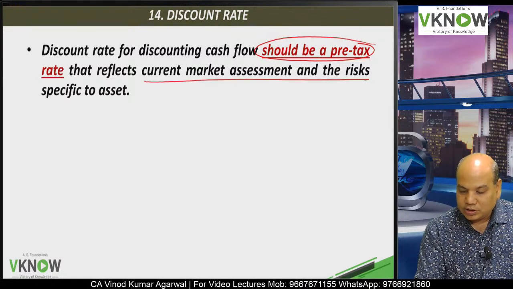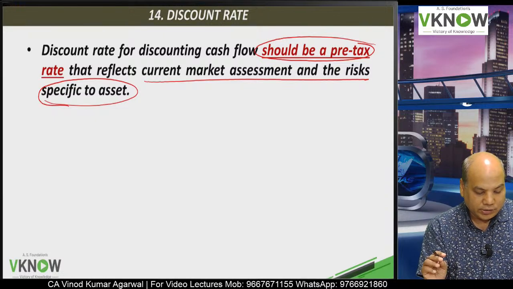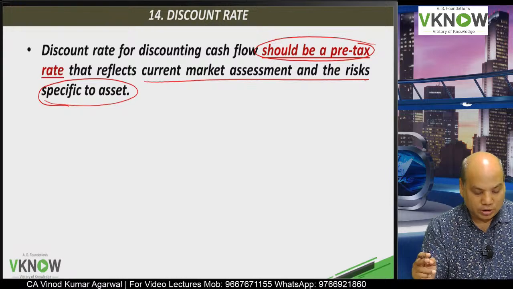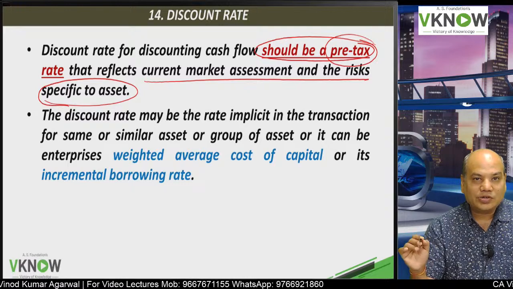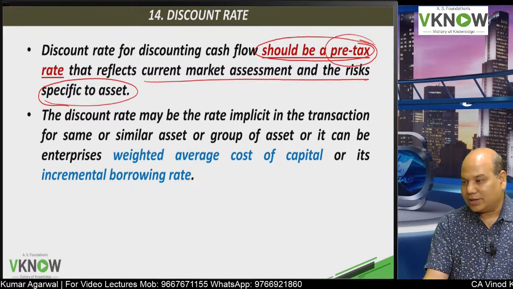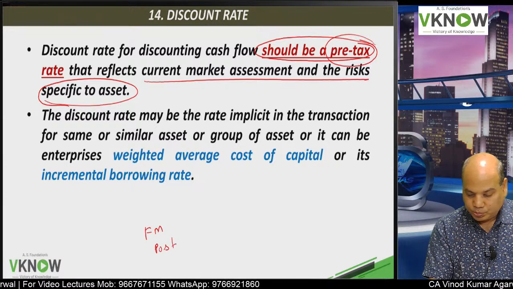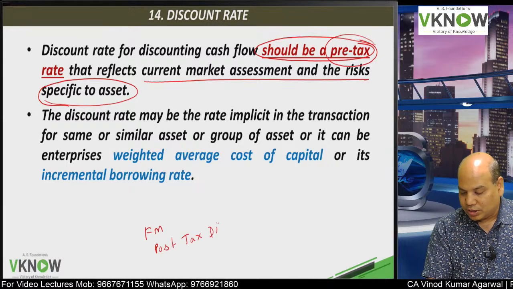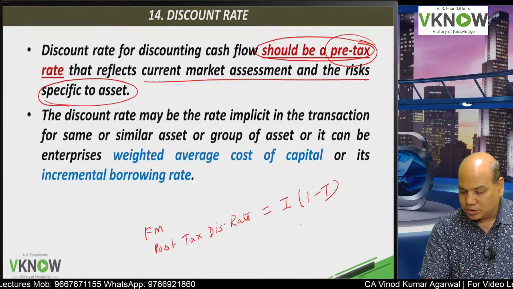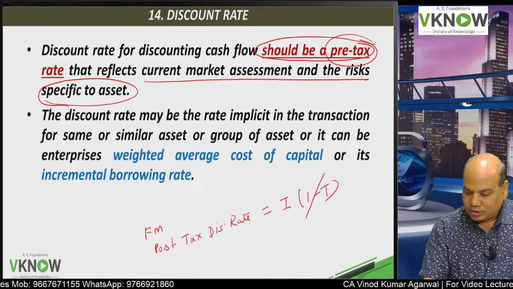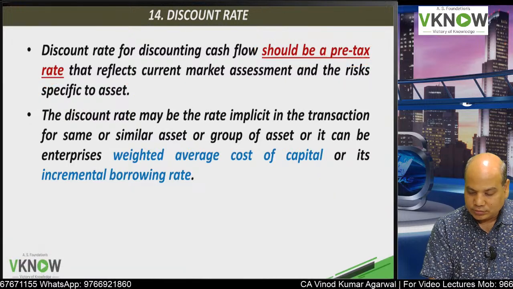Discount rate should reflect the risk specific to the asset. If the asset has a higher risk, it will be discounted using a higher discount rate. Pre-tax discount rate means do not adjust for the tax effect. In FM, they teach you post-tax discount rate, which is equal to I into 1 minus T. But in intermediate account subject, I will only take the cost of capital as a discount rate.